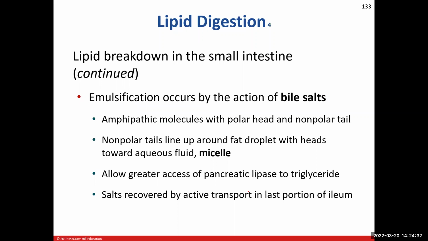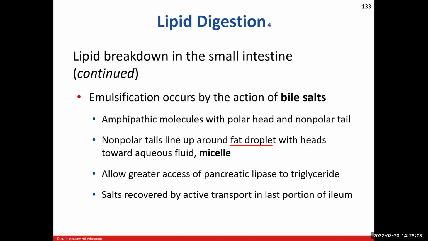So the bile salts come into play, and what they are going to do is essentially surround this fat droplet. And so bile salts are essentially going to be, you've heard this term before, amphipathic molecules, which means that molecule has a polar component to it and a non-polar component to it. And we saw that with the phospholipids, with the polar head and the non-polar tail.